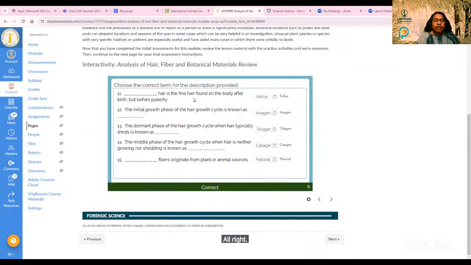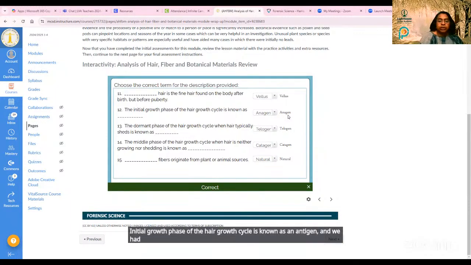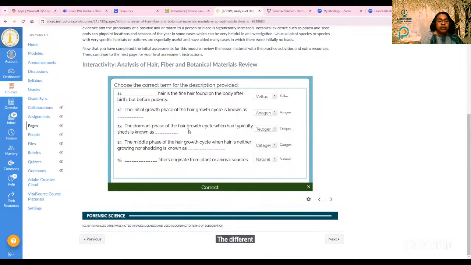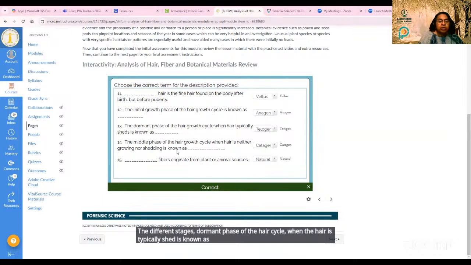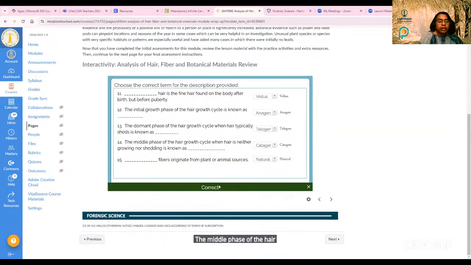Vellus hair is a fine hair found on the body after birth, but before puberty. So again, knowing the age of the body would help in looking at the hair to determine age. The initial growth phase of the hair growth cycle is known as anagen, and we had those vocabulary words earlier, the different stages. The dormant phase of the hair cycle, when the hair is typically shed, is known as telogen. The middle phase of the hair cycle is known as catagen.